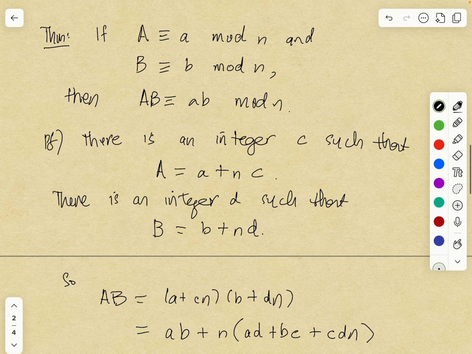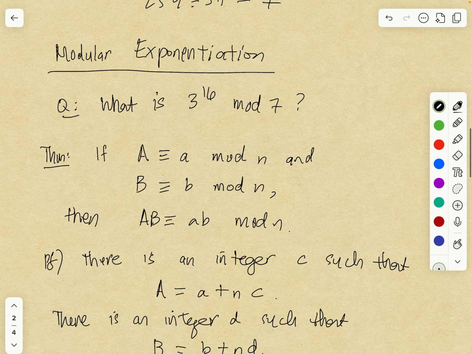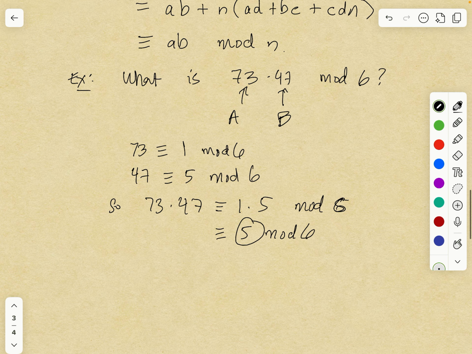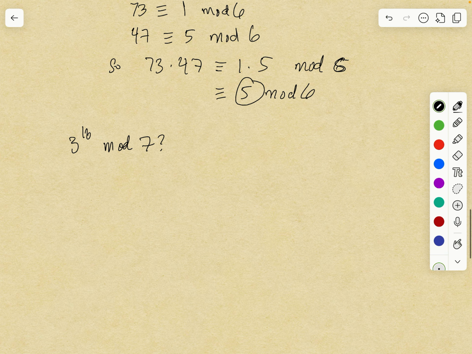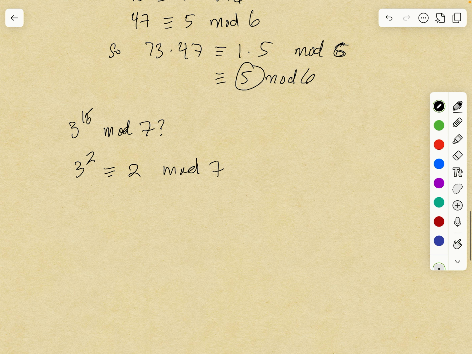Now let's go back to the problem that we had before. What's 3 to the 16th mod 7? We can first calculate 3 squared mod 7. That's congruent to 2 mod 7. Then 3 to the 4th power is 3 squared squared, so that's congruent to 2 squared mod 7, which is 4 mod 7.